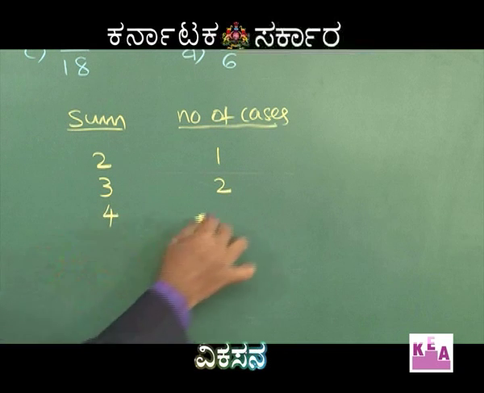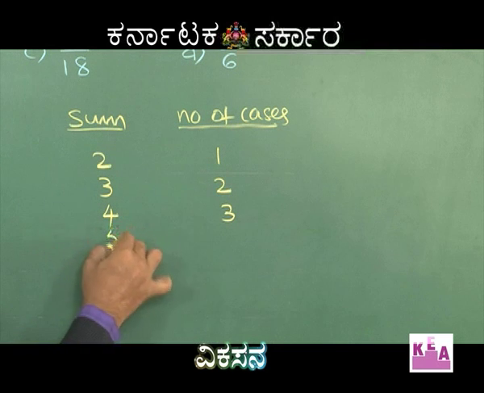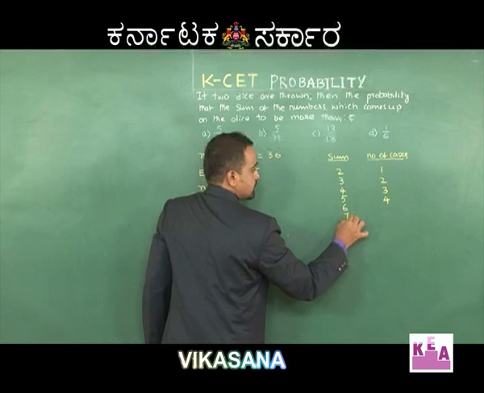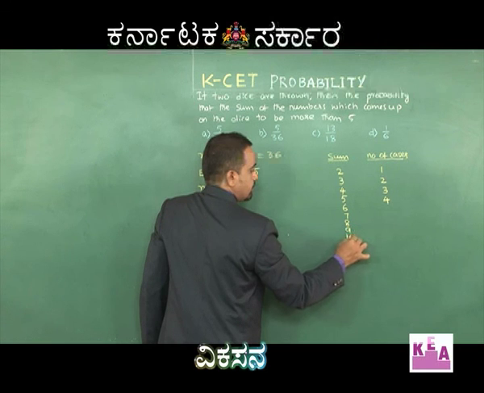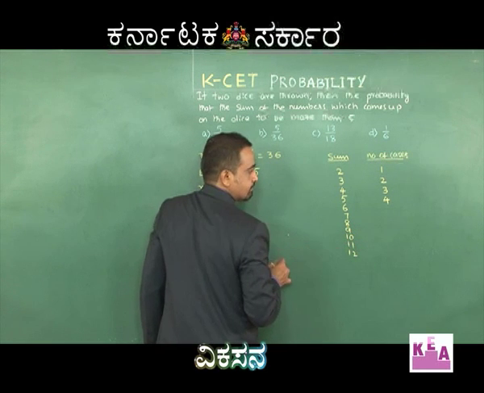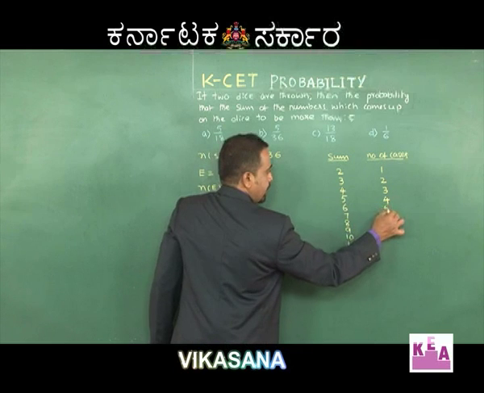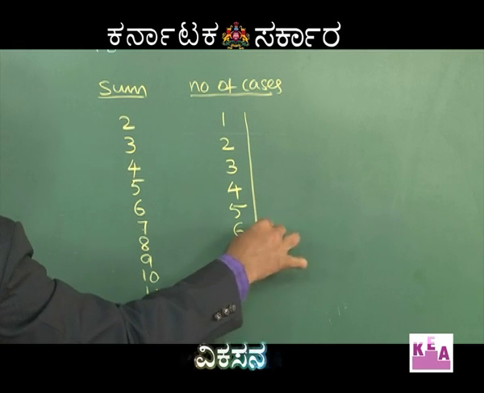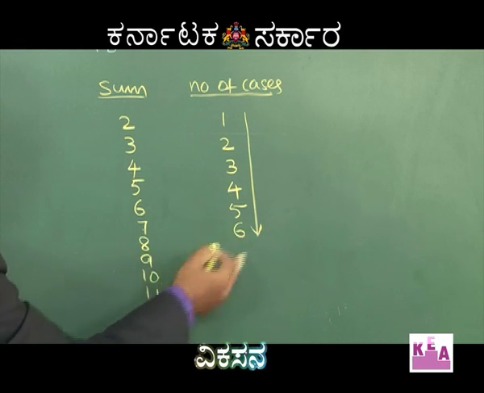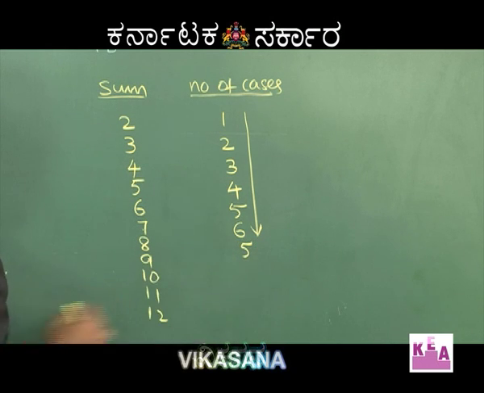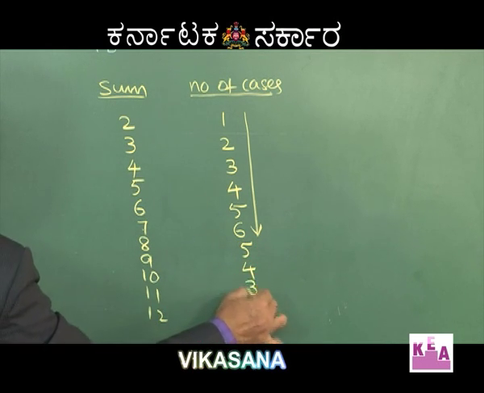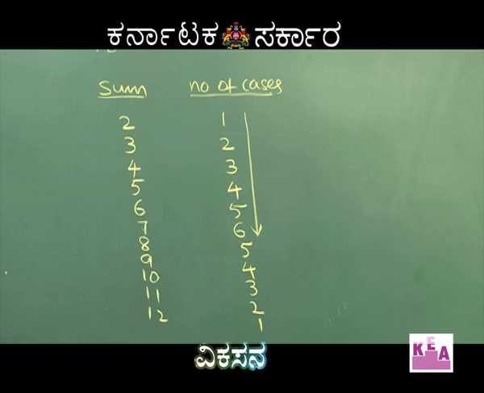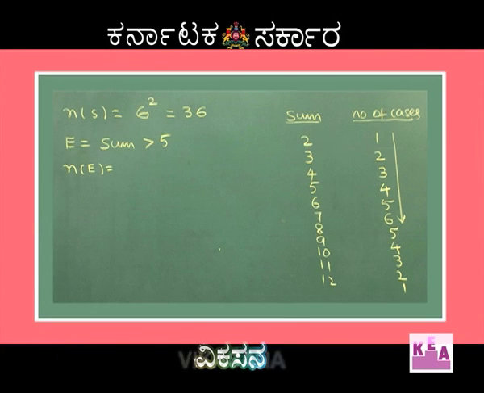Getting sum 4, such cases will be 3. Getting sum 5, such cases will be 4. Similarly 6, 7, 8, 9, 10, 11, 12. So here 4 cases, again 5 cases, again 6 cases. From here to here, write in ascending order. Again from here to here, descending order. Cases will be 5, 4, 3, 2. Getting sum 12, only one case will be there. So using this shortcut, look here.